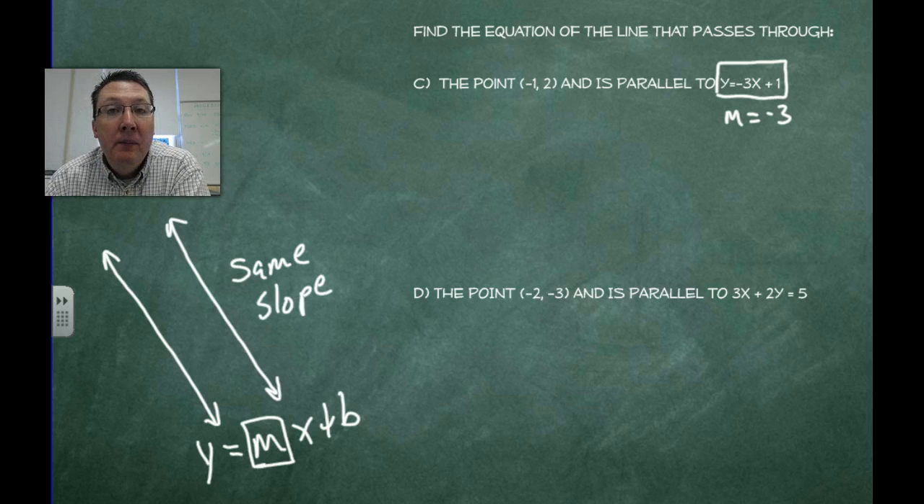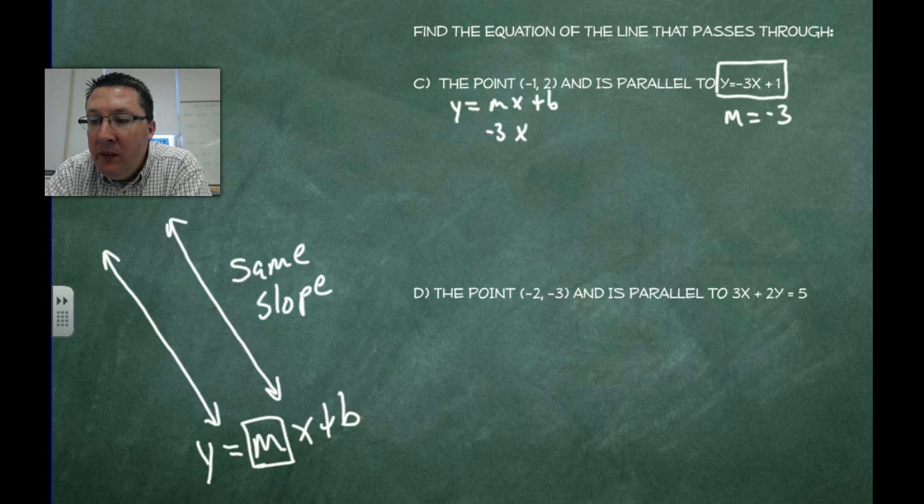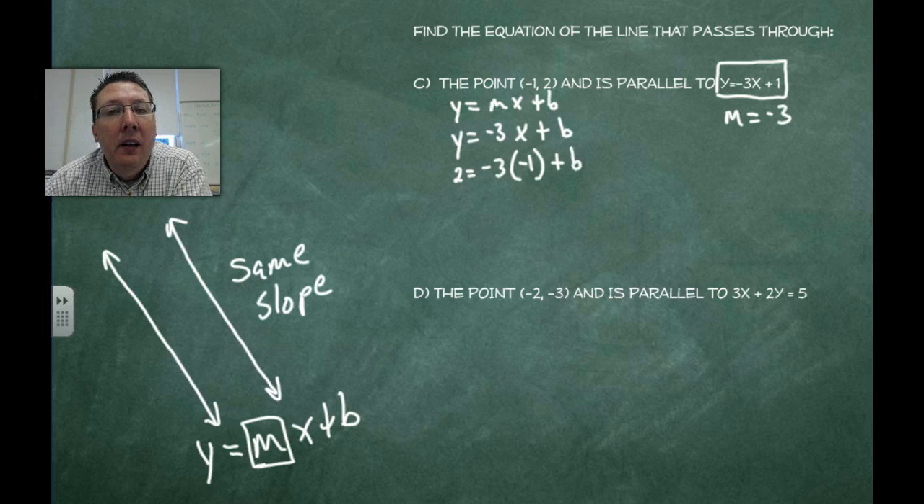So from here, it works just like the first two problems we did. We have a slope and we have a point. We're going to find the equation y equals mx plus b. My m is -3. And now I use that point, -1, 2, and I plug that in for x and y. My y value is 2. My x value is -1. And now we solve for b.